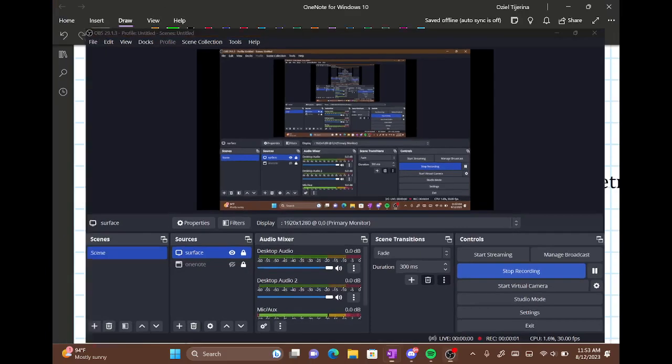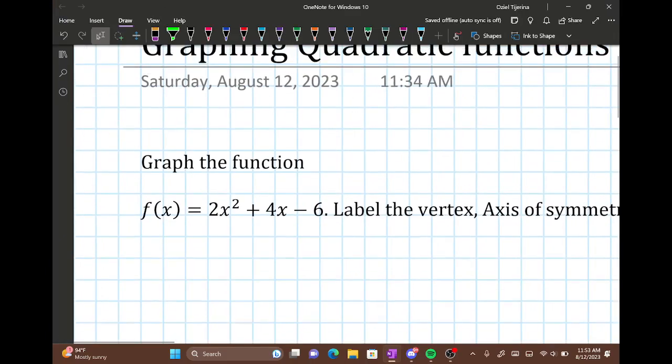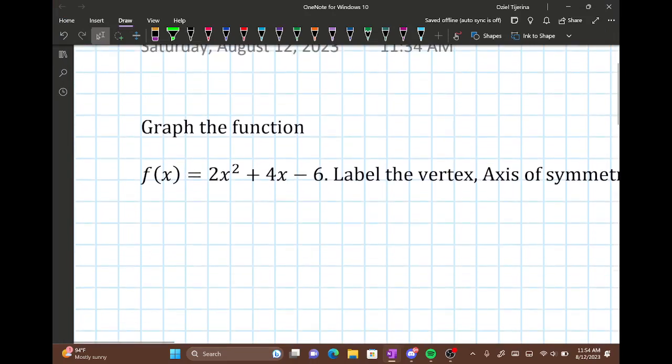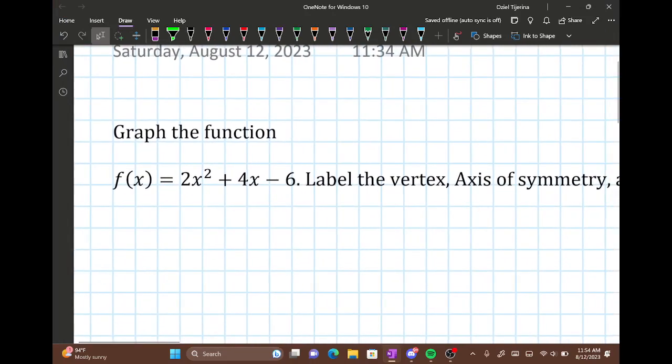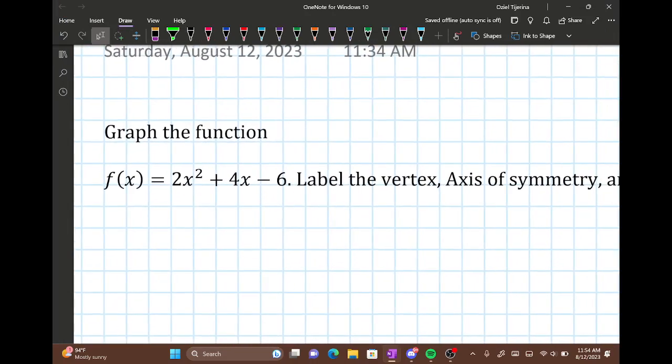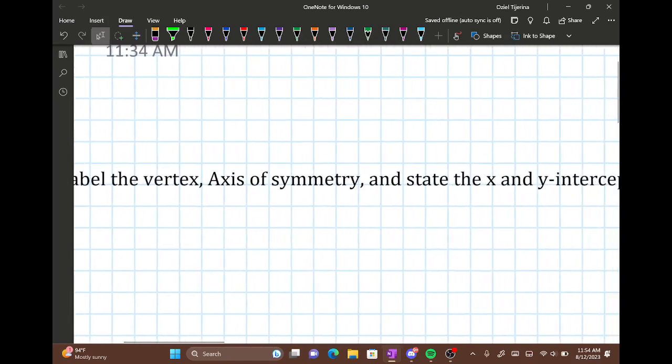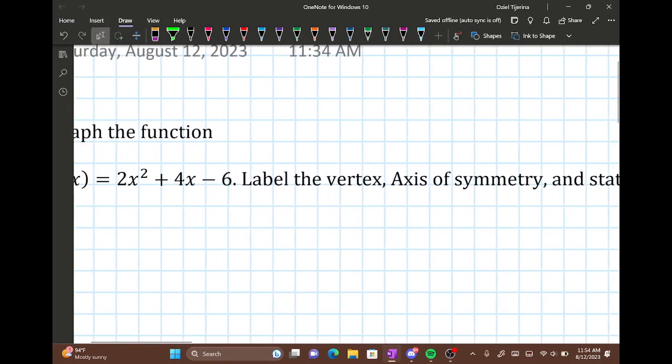Okay, so hi guys. In this video, we're going to go ahead and do this problem. It says graph the function f of x equals 2x squared plus 4x minus 6, and then label the vertex, axis of symmetry, and state the x and y intercepts.